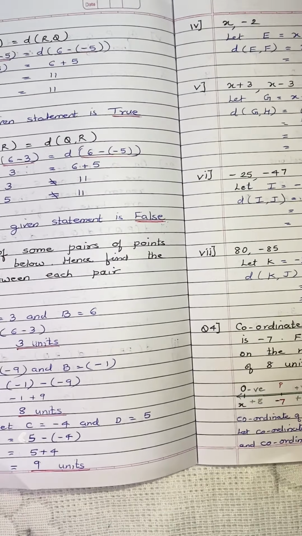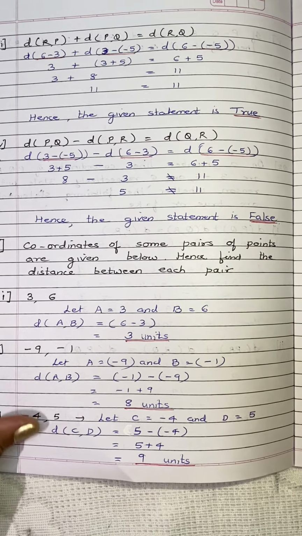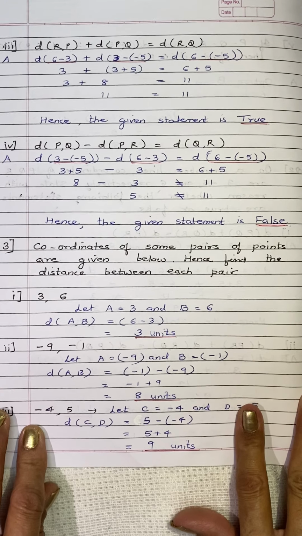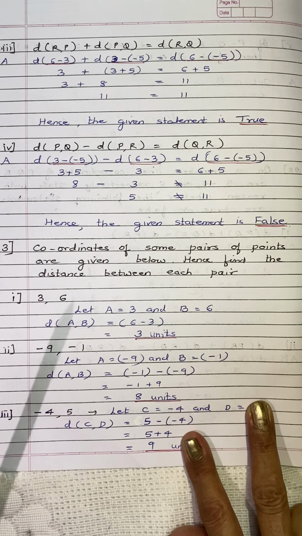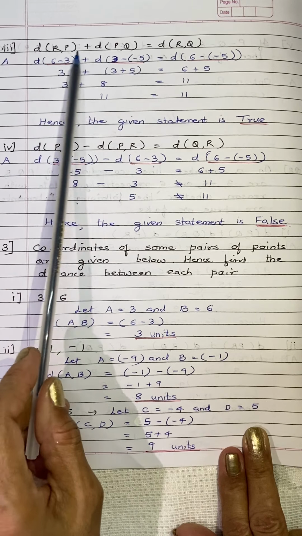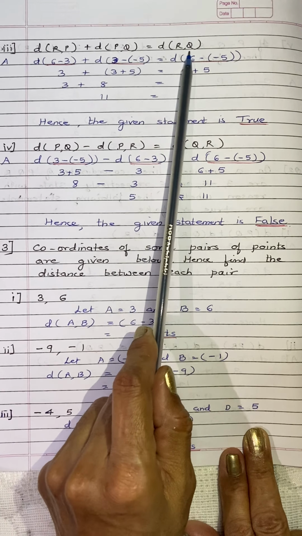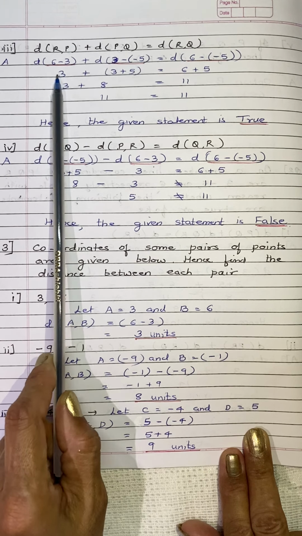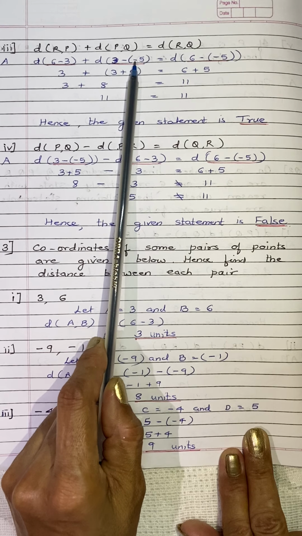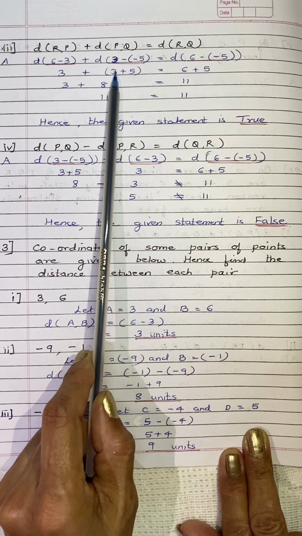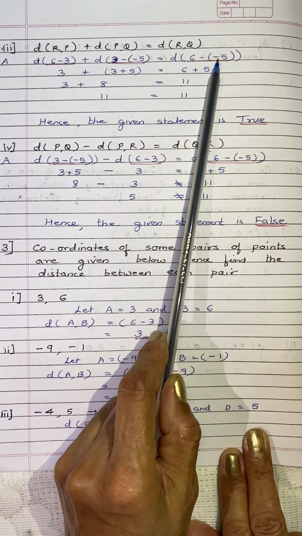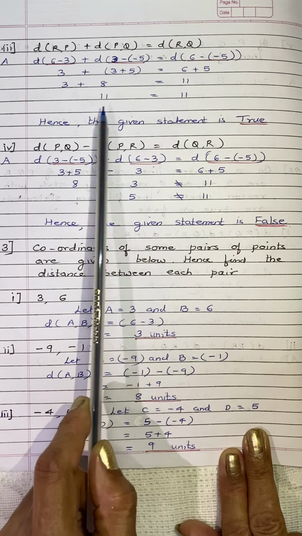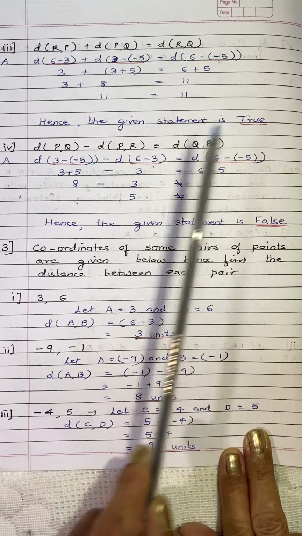Now sub question 3, distance between RP plus distance between PQ is equal to distance between RQ. Now bigger number minus smaller number, always remember. So 6 minus 3 is 3, distance between 3 minus smaller number -5, minus into minus plus, 3 plus 5, and 6 minus -5, 6 plus 5, 11. 3 plus 8, 11, and 11. Left hand side is equal to right hand side, hence the given statement is true.